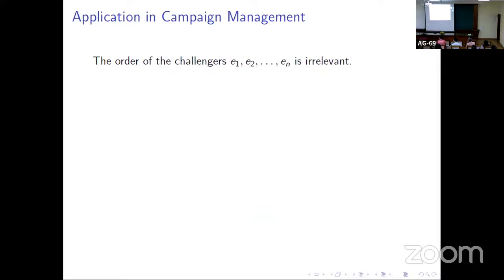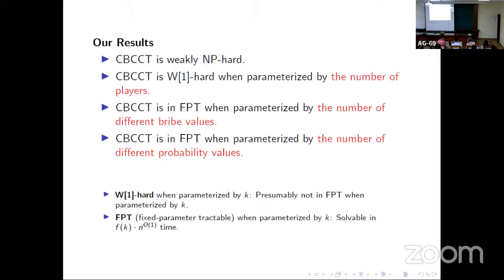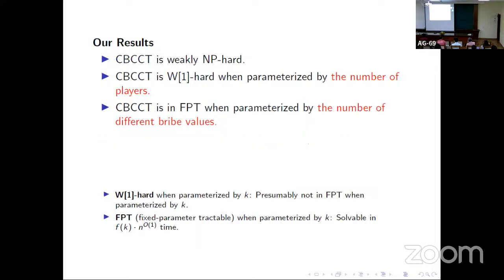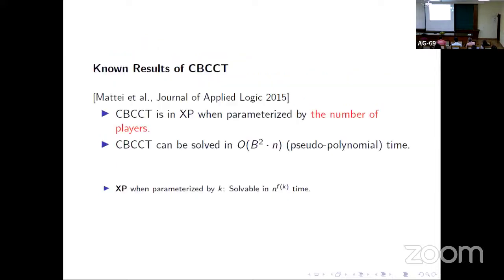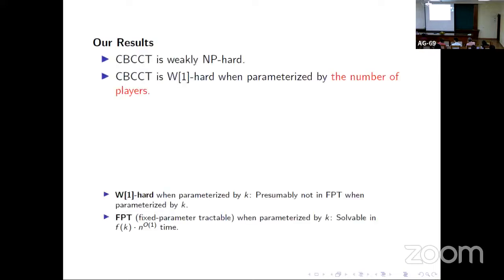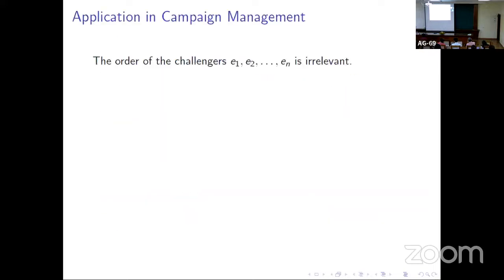Okay. So what is weakly NP-hard? We see that there is a result which says that its running time is this much. If B is unary, then it is polynomial time solvable. But if B is binary, then this is not polynomial time solvable. So we say that if B is binary, then it is not possible to get this as running time. This is the weakly NP-hardness result.